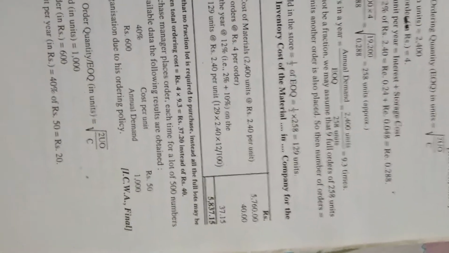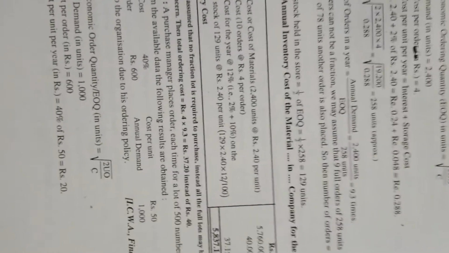It means actually the total annual inventory cost to purchase that material is 5837.15. Now I am explaining the basic thing of ordering and carrying cost.